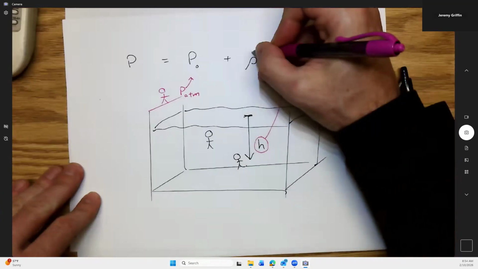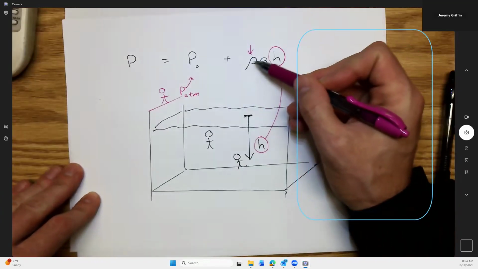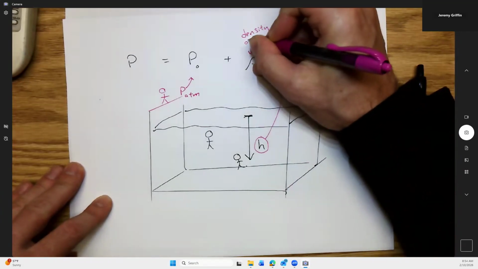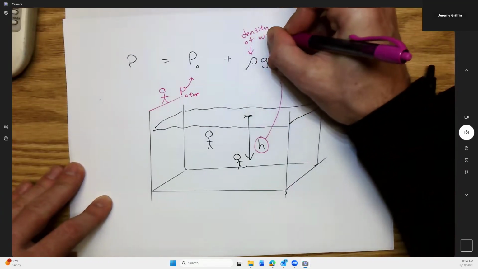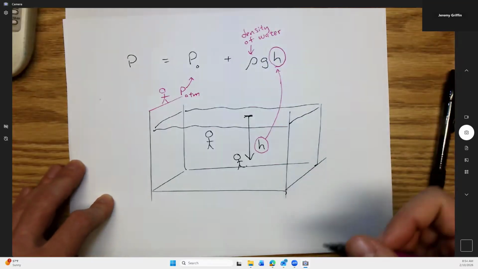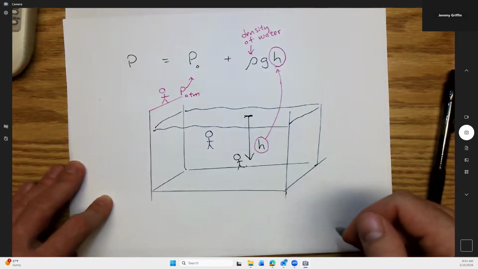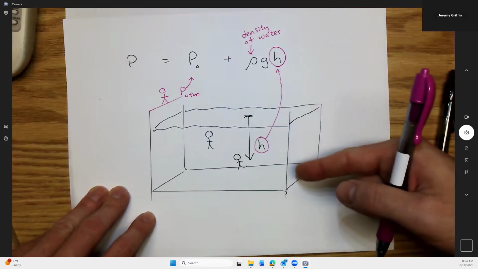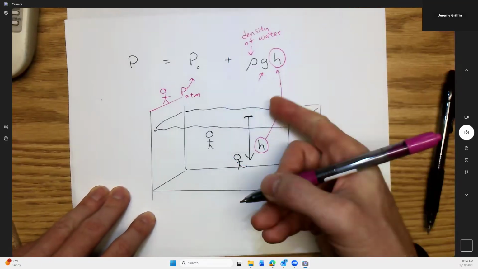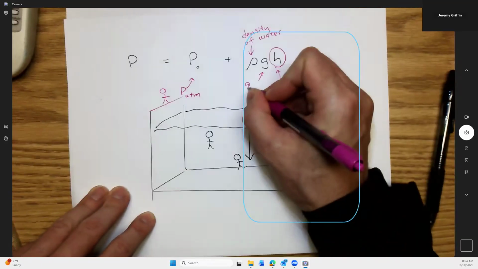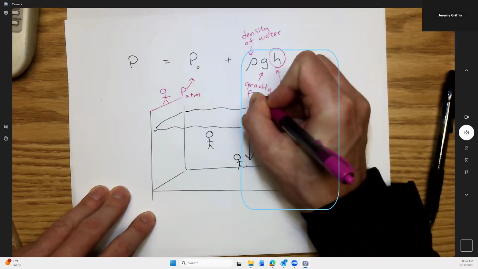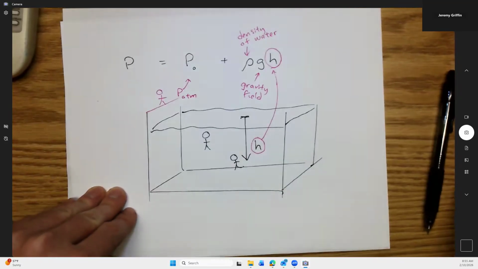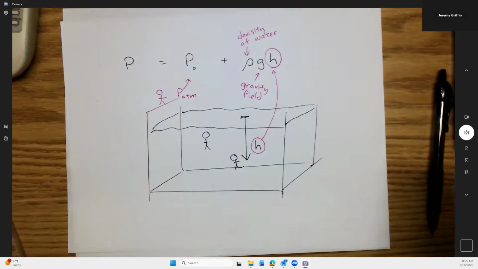What do you guys think this rho stands for? Density. Density of what? Yeah, density of the surrounding water in this case, or in general, the fluid. So if you had, say, a tube of olive oil, maybe that could be the density of the olive oil. But in this case, it's the water in a pool. And of course, what does the g stand for? Gravity field. Okay, so that's it. You guys able to make sense of these?